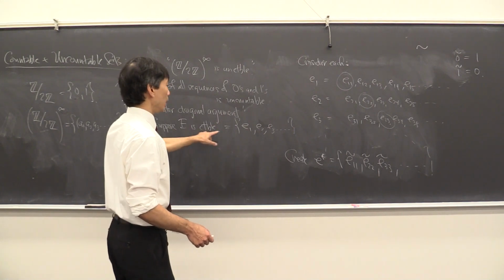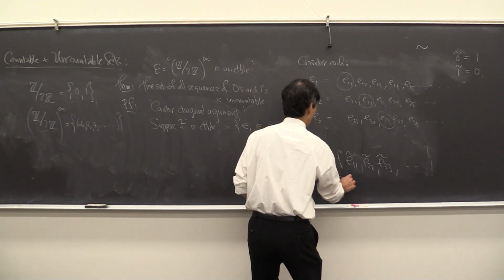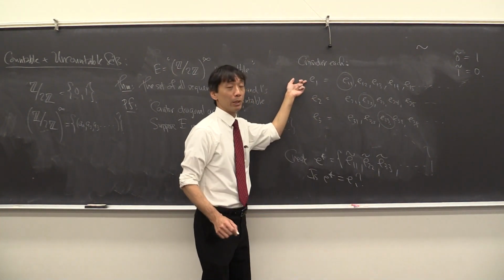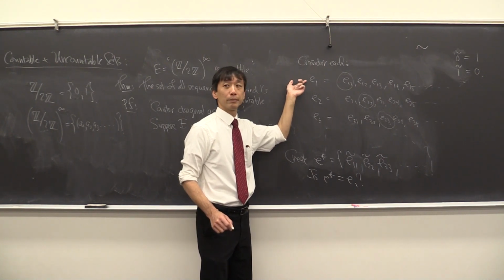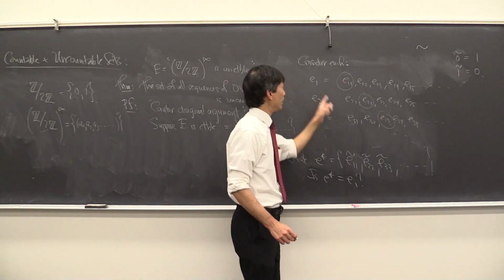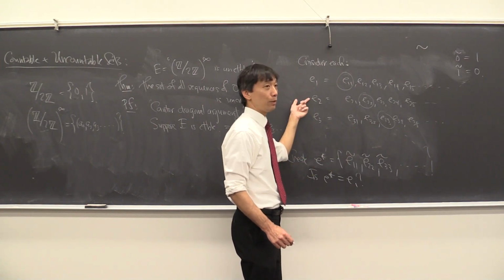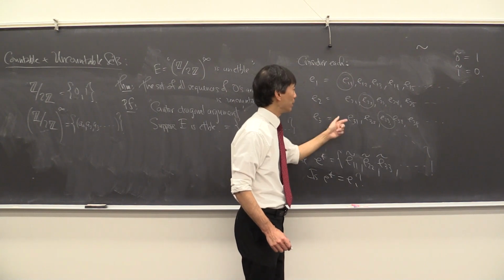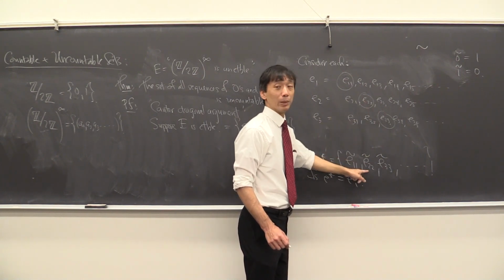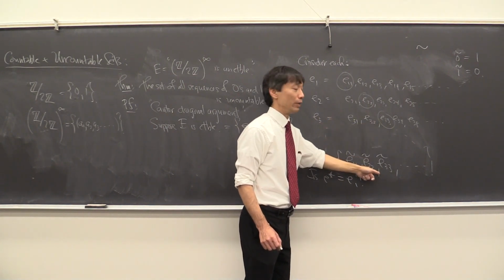So is E star the same thing as the first sequence? Could E star be the first sequence? No, why not? Yes, E11 and E11 twiddle are not the same. That's right. The first elements of the sequences are not the same. Could this equal E2? No, same reason. The second element of this disagrees with the second element of this. Can't be E3 because the third element of this disagrees with the third element of this.